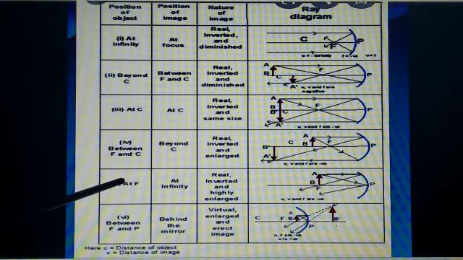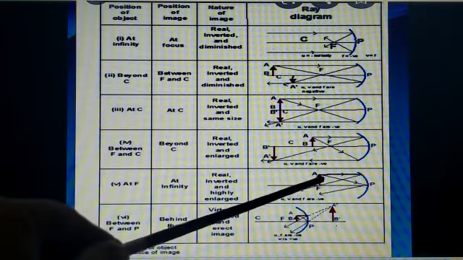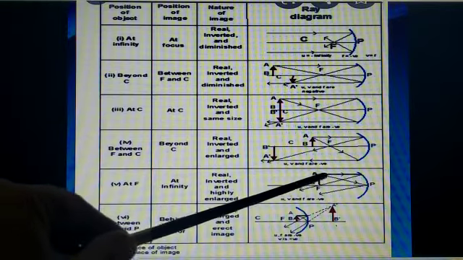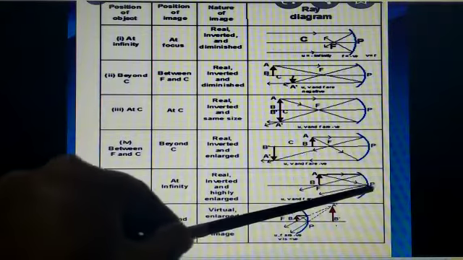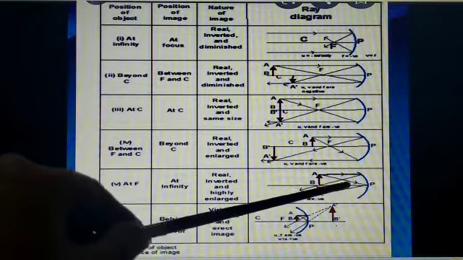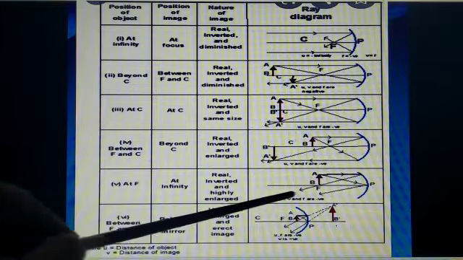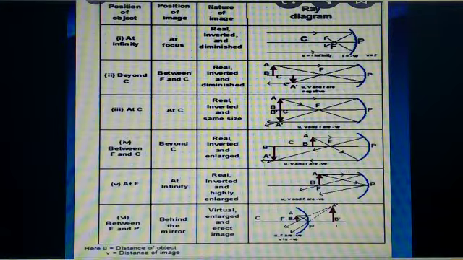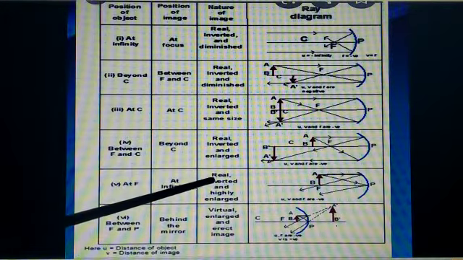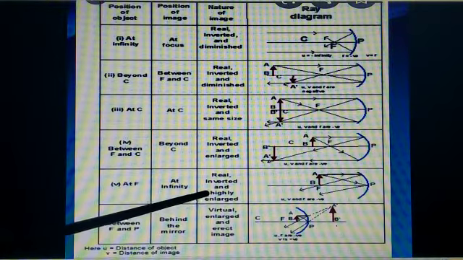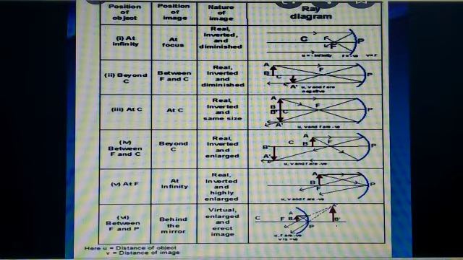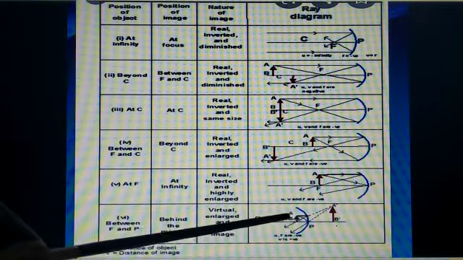Then the next case, if the object is placed at F, one light ray is parallel to the principal axis and the second falls on the pole. Then these light rays will intersect at infinity. So the image will be formed real, inverted and highly enlarged. The size of the image will be highly enlarged. Then in the sixth case, the object will be placed between F and P.